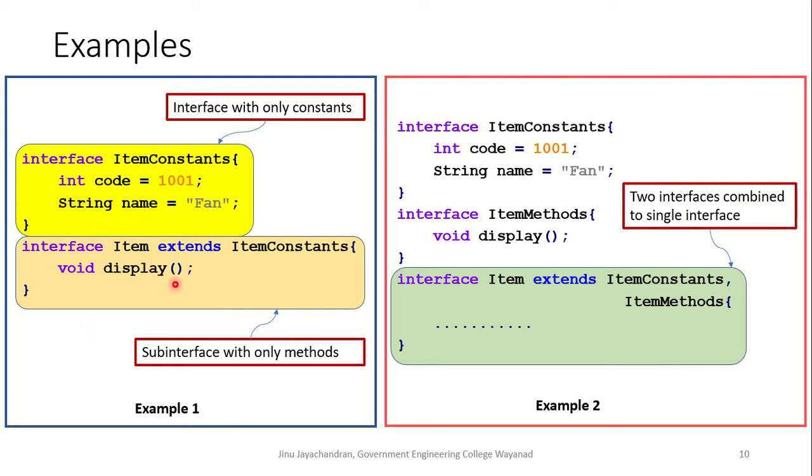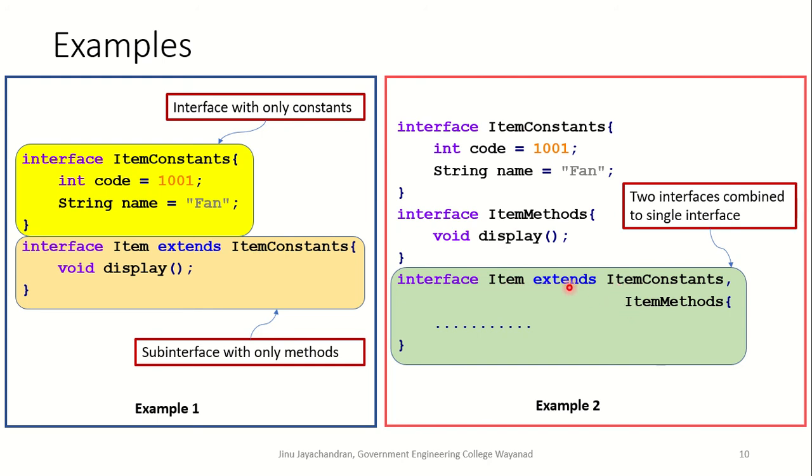So this is the sub interface and this is the super interface. In example 2, if you look at this, in interface item constant you have two member variables. In interface item methods there is one method, and these two are independent, there is no extension of item methods from item constant. But you can define a third interface which is called item, and you can extend it from item constant and item methods.